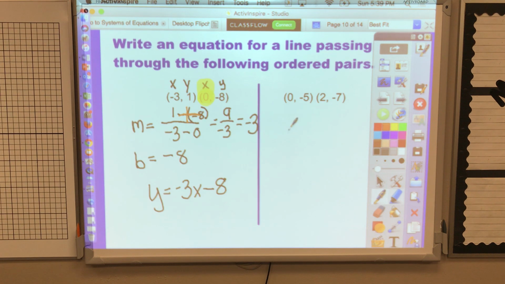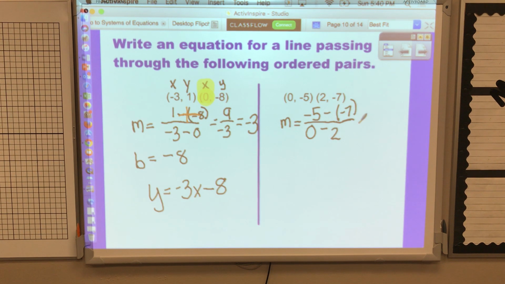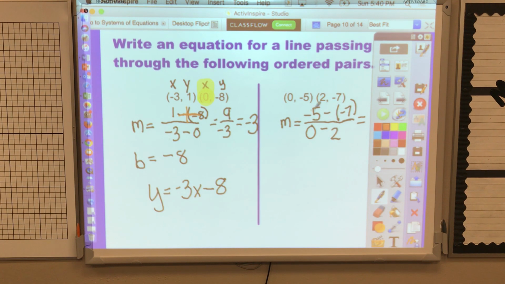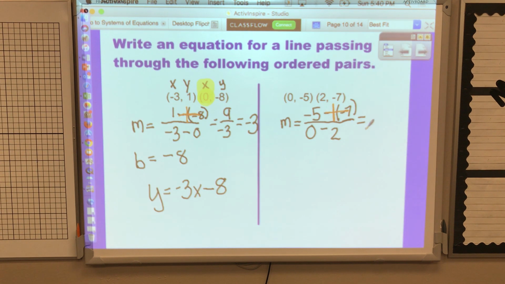The next one, again, we have to find our slope. So m equals, first ordered pair, -5 for y, 0 for x, minus, it's always that formula, -7 for y, 2 for x. So -5 minus a -7 really is, again, a plus or an addition problem. So it's -5 plus 7, which gives me a top number of 2, and 0 minus 2 is -2, giving me that slope of -1.